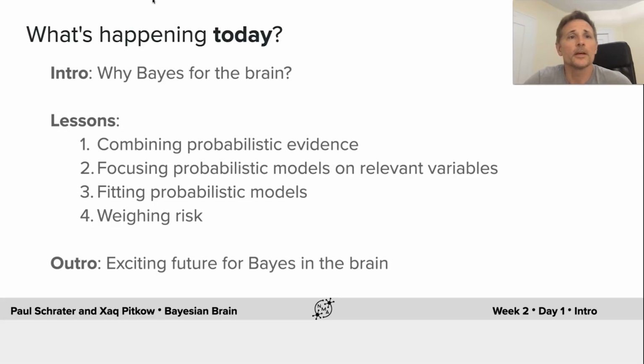But what's happening today? What's happening today is we're going to try and explain why Bayes is important for the brain. And our lessons will look at how to combine probabilistic evidence. We'll focus on probabilistic models for variables relevant to behavior. We'll look at how to fit probabilistic models to behavior, and we'll look at the importance of weighing risk. And in our outro, we'll see that there's an exciting future for Bayes in the brain.